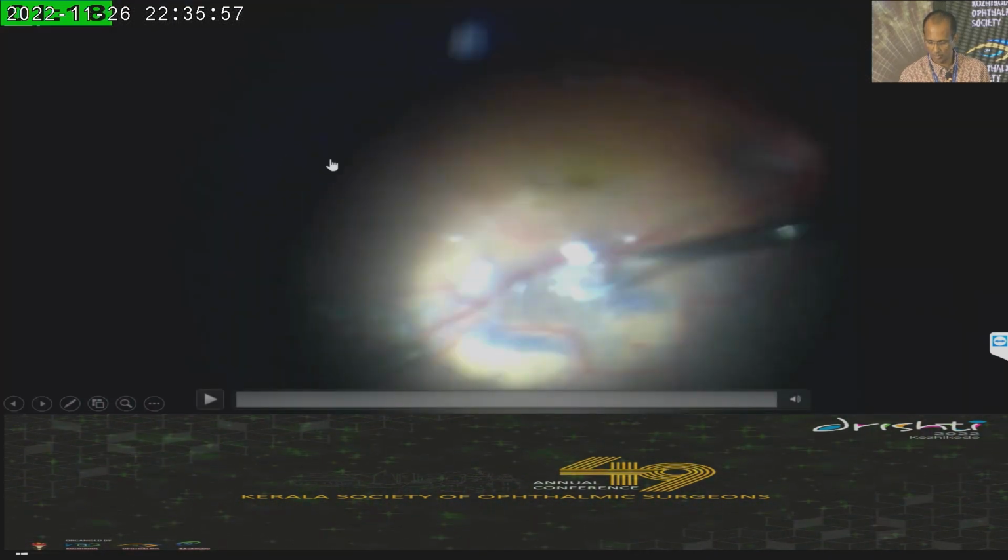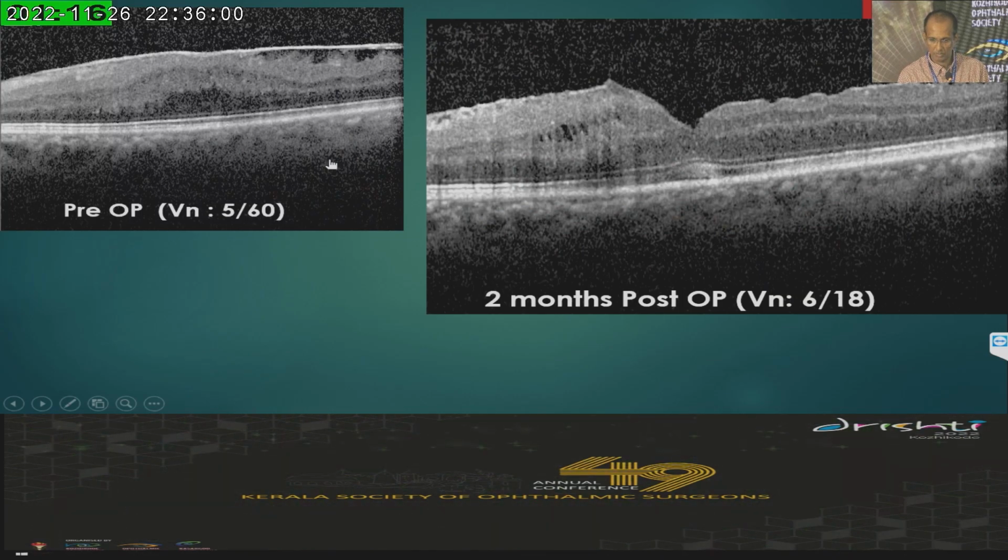This is the preoperative OCT, and this is the postoperative picture after 2 months. So there is a definite improvement here. The vision has improved so much.